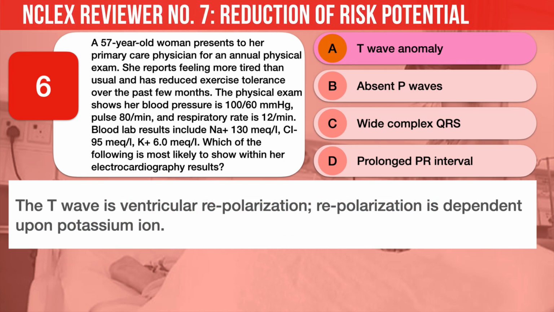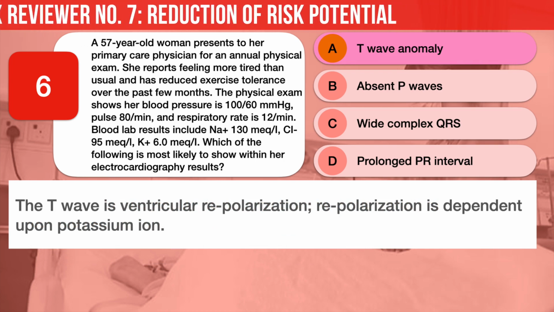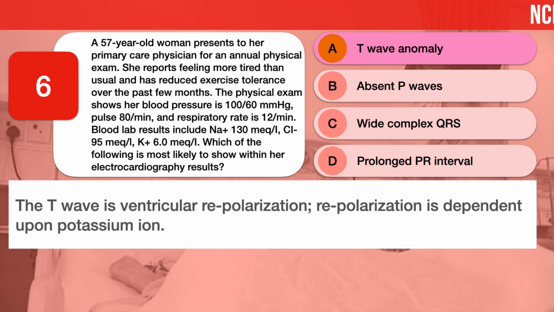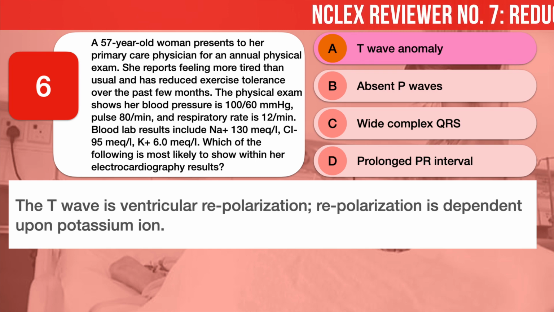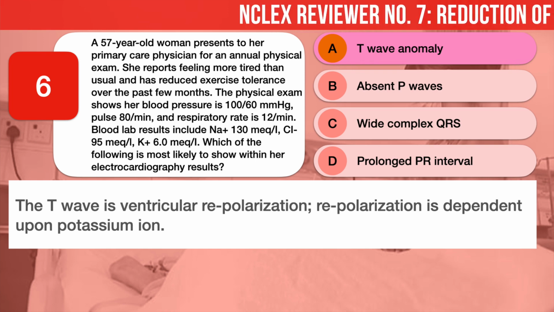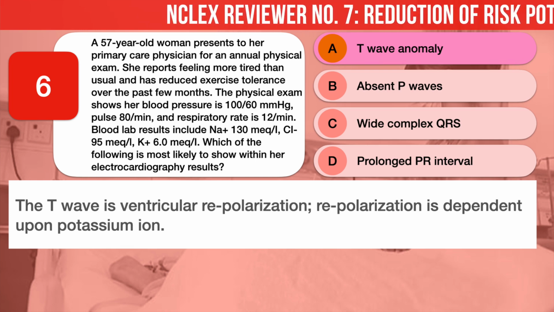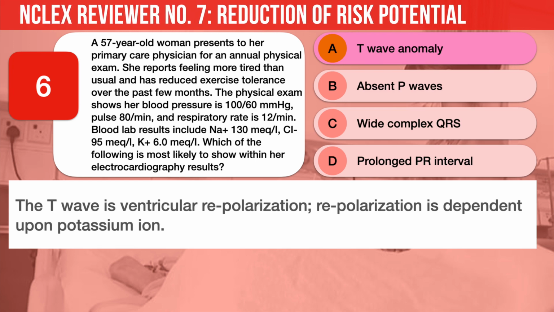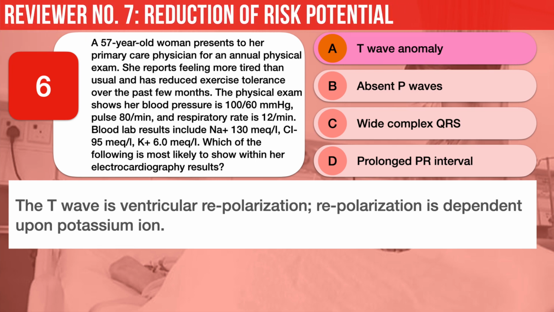T-wave anomaly. The P wave represents the contraction of the atrium. The T wave is ventricular repolarization. Repolarization is dependent upon potassium ion. Modest hyper and hypokalemia are associated with ventricular repolarization anomalies. Severe electrolyte imbalances can potentially alter most every aspect of cardiac electrophysiology.